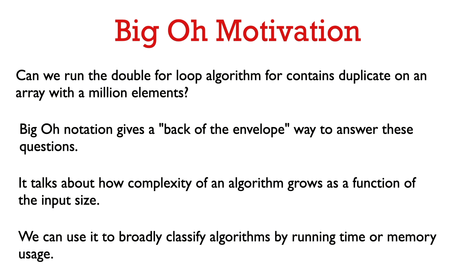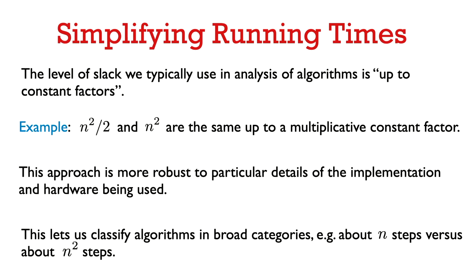The language that we use to classify the complexity of algorithms is called big O notation. This looks at how the running time or memory usage of the algorithm grows as a function of the input size. The first property of big O notation is that it ignores constant multiplicative factors.